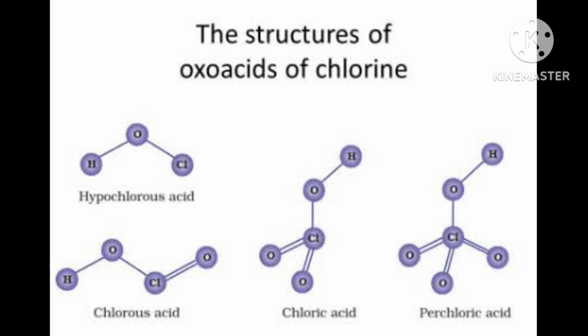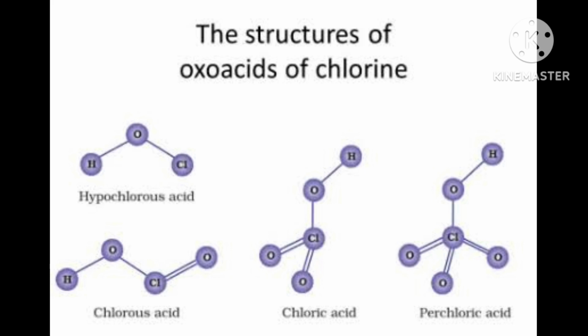Now perchloric acid. Here the oxidation state is 7. Chlorine has +7 oxidation state. Here the total number of oxygen is 4, HOClO3.